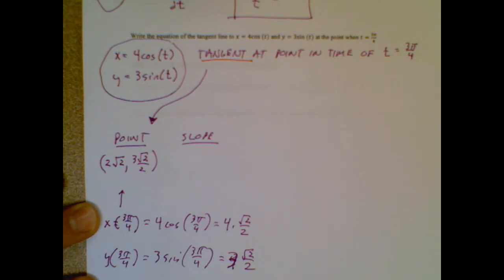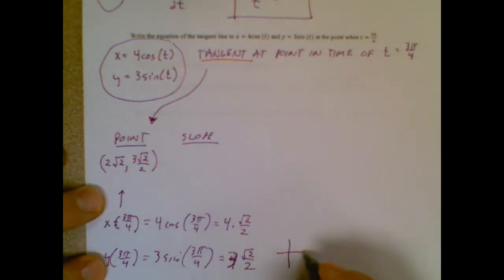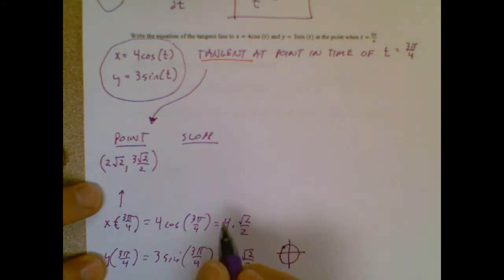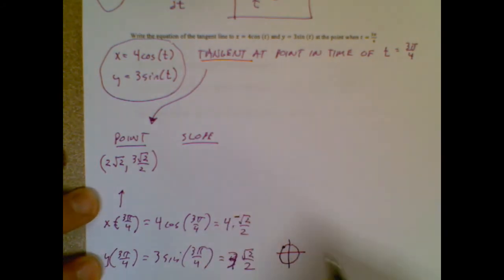Now I need the slope at that point. Oh, and by the way, I just noticed at 3 pi over 4, the cosine is negative. To get to that spot, that's a negative cosine, so I needed a negative there, which makes me have a negative there. I'm not on my game today.